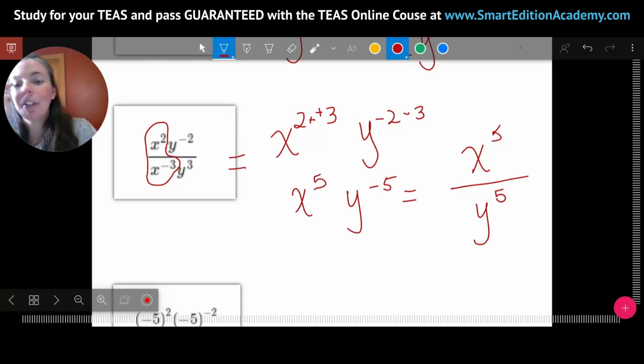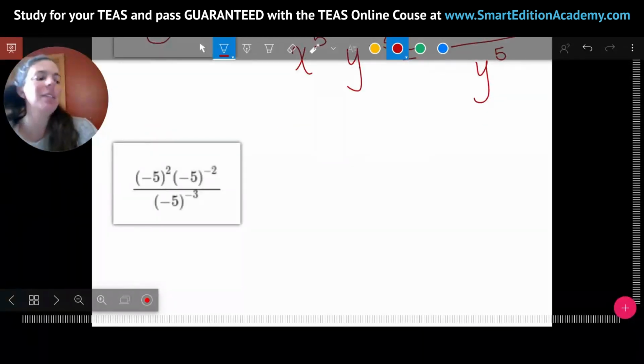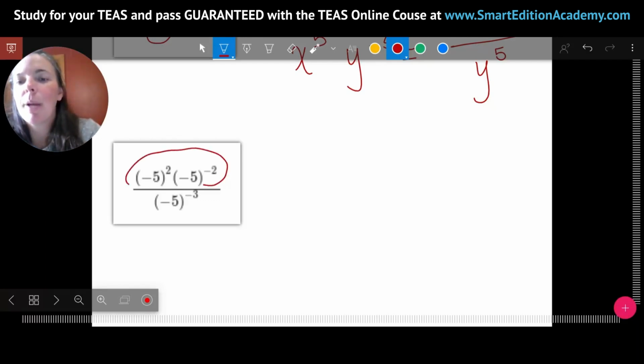Okay, and I have one more here for you. This one looks a little complicated, but it's going to simplify really nicely once we use our rules. So noticing how all of the bases are the same, we have negative 5 to the second times negative 5 to the negative second, all over negative 5 to the negative third. So what I would do first is take care of the multiplication up top. So the rule is you keep the base and add the exponents. 2 plus negative 2 would actually just be 0.